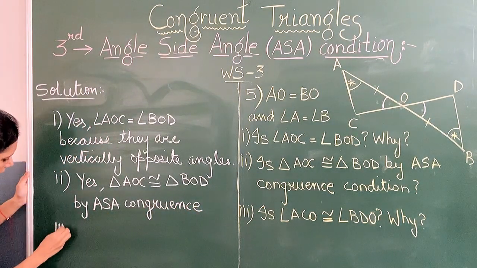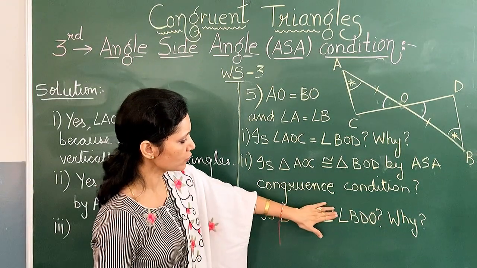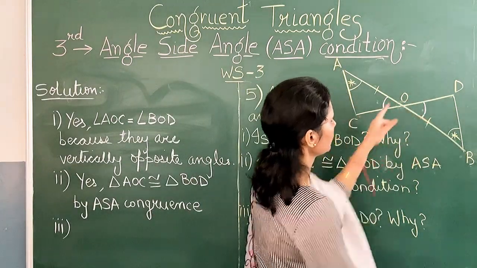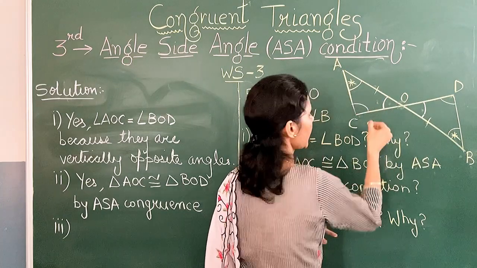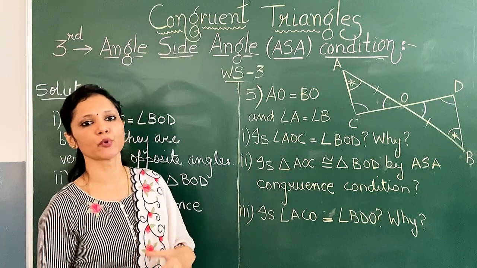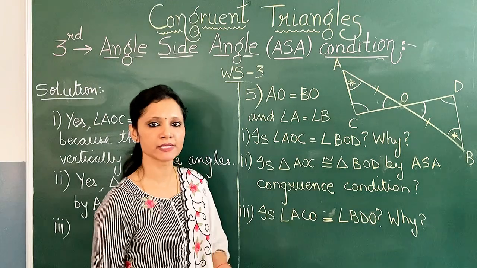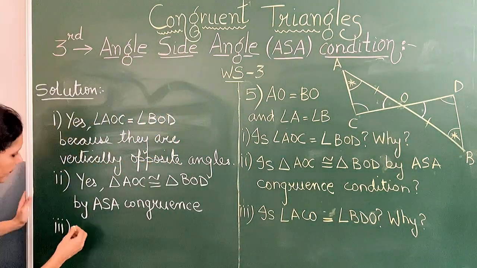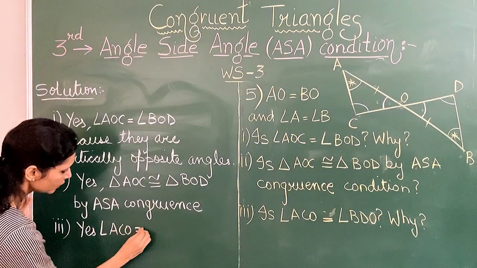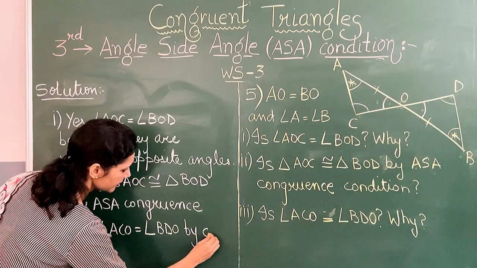Coming to the third part, they are asking about the additional information, that is angle ACO is equal to angle BDO. They are talking about these two angles. So since we have proved the triangle is congruent, all the corresponding sides and corresponding angles are also equal. So we would say yes. Why? The reason is corresponding parts of congruent triangle. So yes, angle ACO is equal to angle BDO by CPCT.